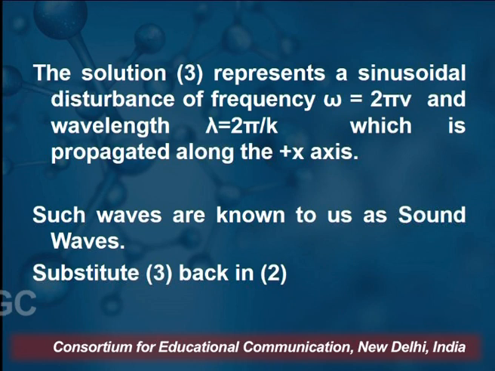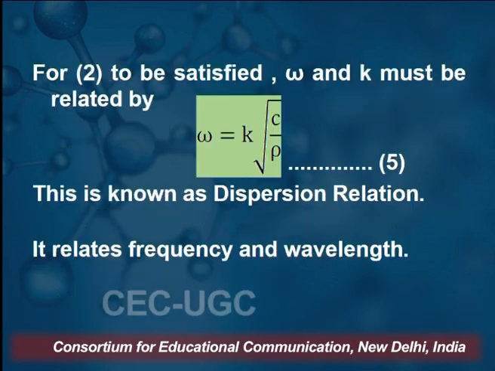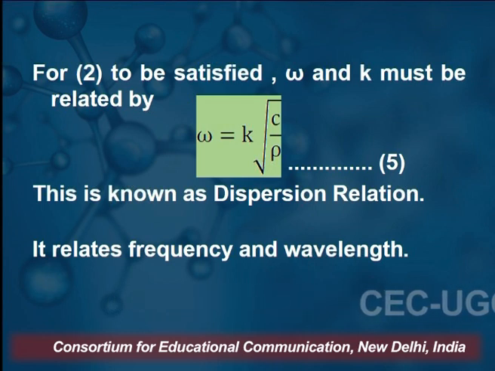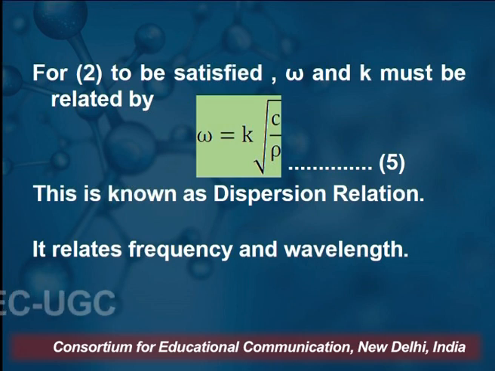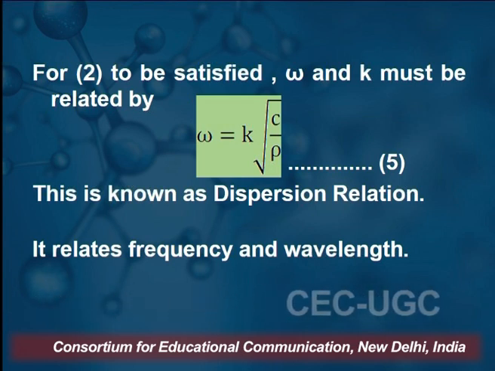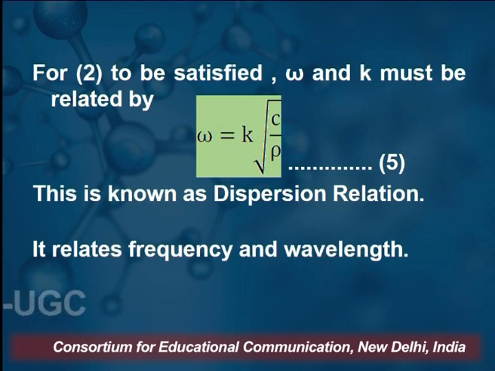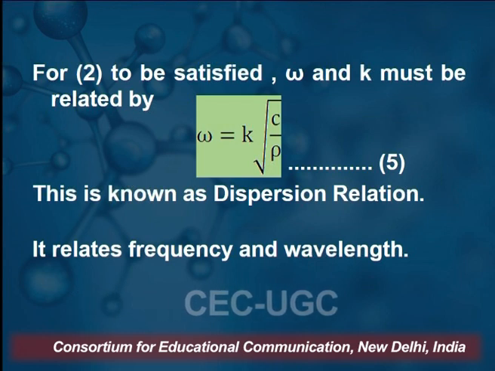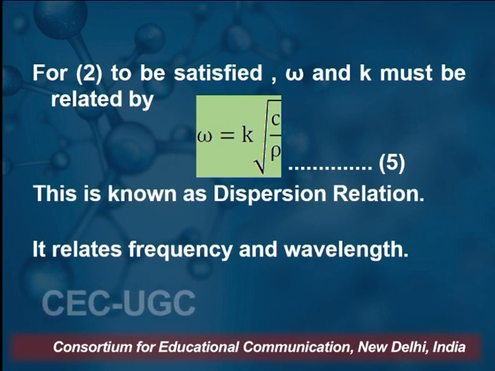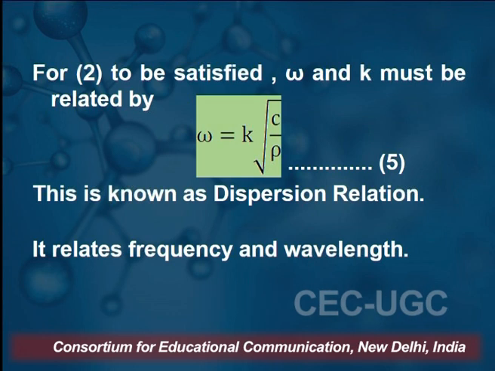And this solution 3 represents a sinusoidal disturbance of frequency omega, which is equal to 2 pi nu, and wavelength 2 pi by k. The wave is propagated along the x-axis. If I substitute equation 3 back in equation number 2, then we will find that equation 3 will be satisfied only when omega equals k into under root of C by rho. This is called the dispersion relation for a homogeneous isotropic line, and it relates the frequency with the wavelength.